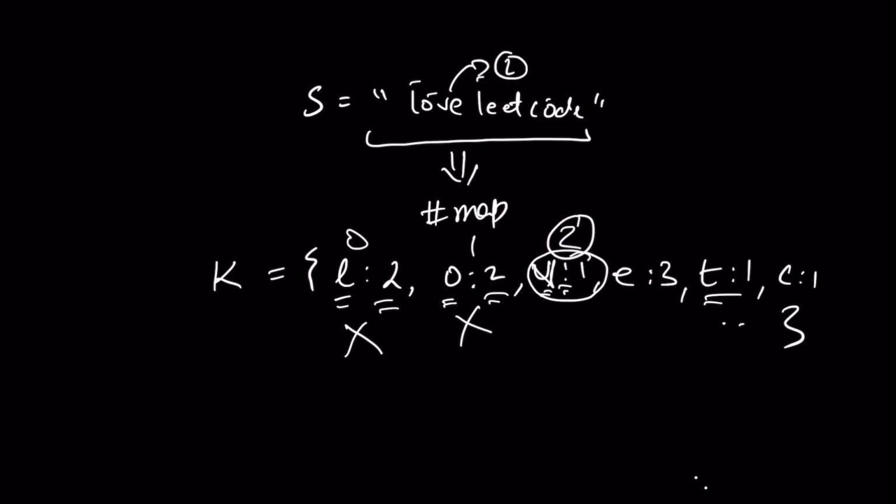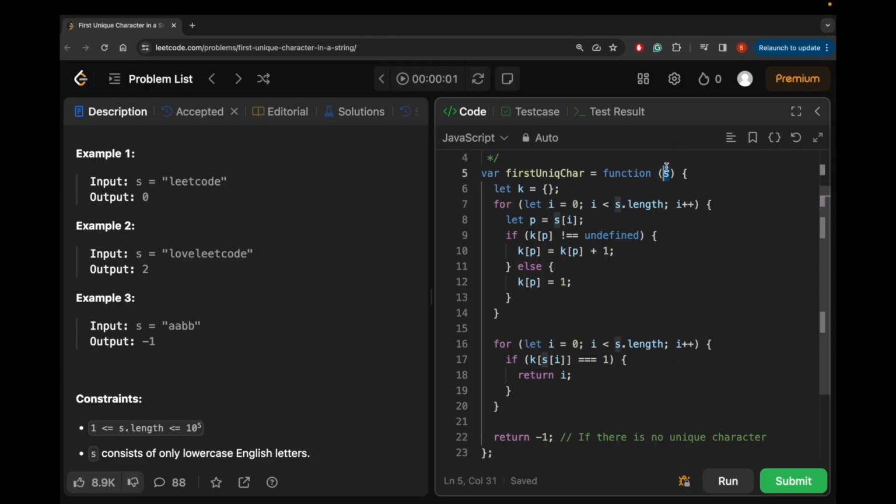Let's jump to our code editor and code this solution in JavaScript. Over here, we're passing our string S, and then we have an empty object K. Inside K, we will be storing the occurrences of each character. We loop through the string and try to find if that value exists or not. Initially the object is empty, so this statement will run and we will give it a value of 1. If it already exists, we will increase the value by 1. So if there is an L, L will get a value of 1, and when it encounters another L, it will increase the value by 1.